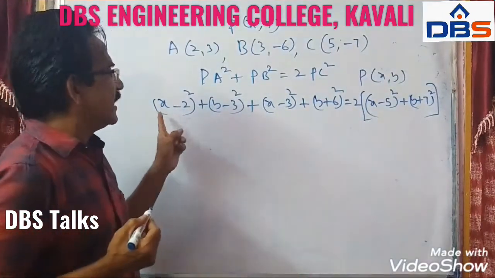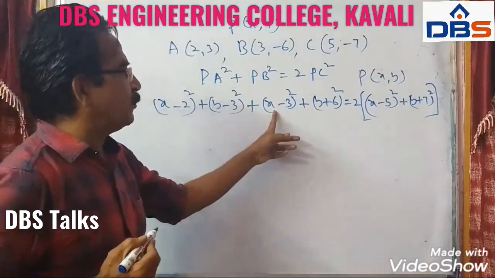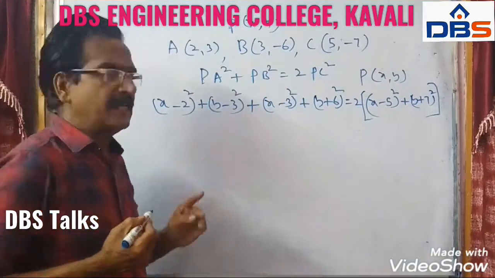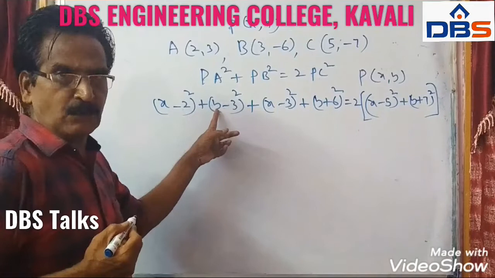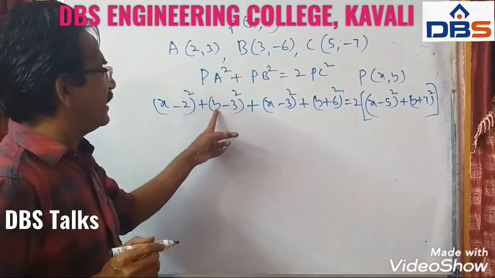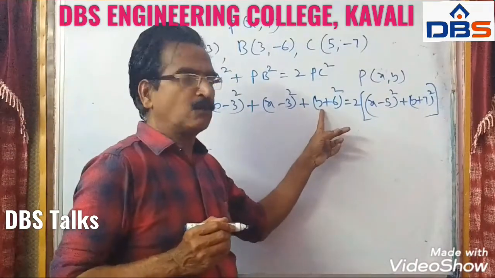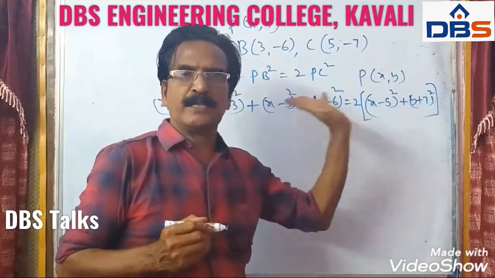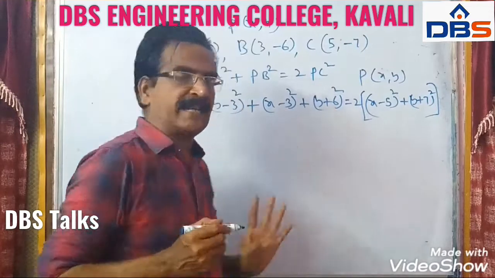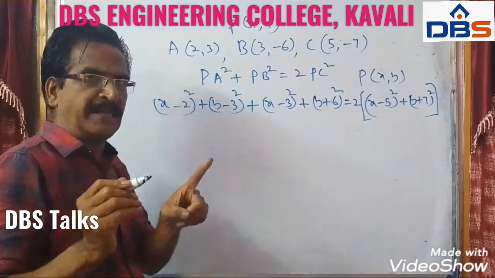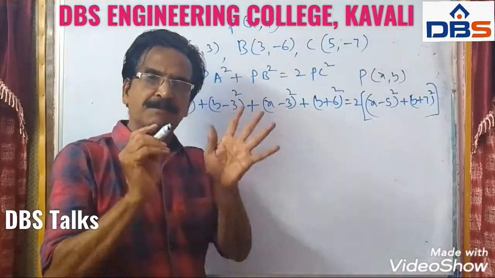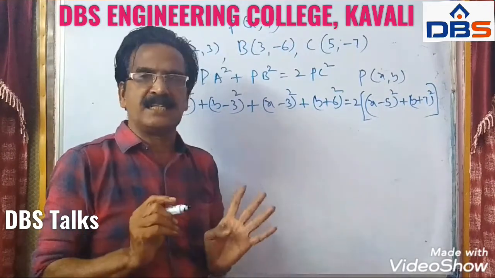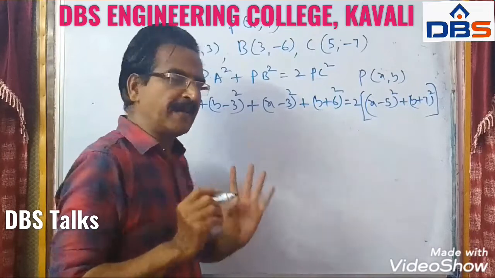Right, friends? See, the x square term gets cancelled: 2x square on both sides. And the y square term also gets cancelled: 2y square on the left, 2y square on the right. Now what are the terms remaining? x term, y term, constant term. These three terms are remaining. That is the locus of P.